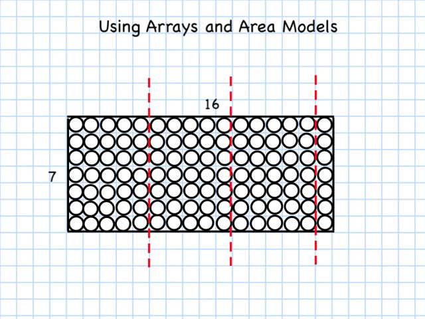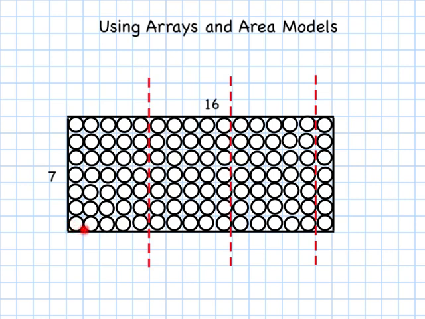Now, moving away from circles and looking at a strategy that is more efficient, we can use an open array or an area model. And this still has circles, but notice where I put the dotted lines. The dotted lines are here, right? And you can see them. There's another dotted line here and here. But notice where they're placed.